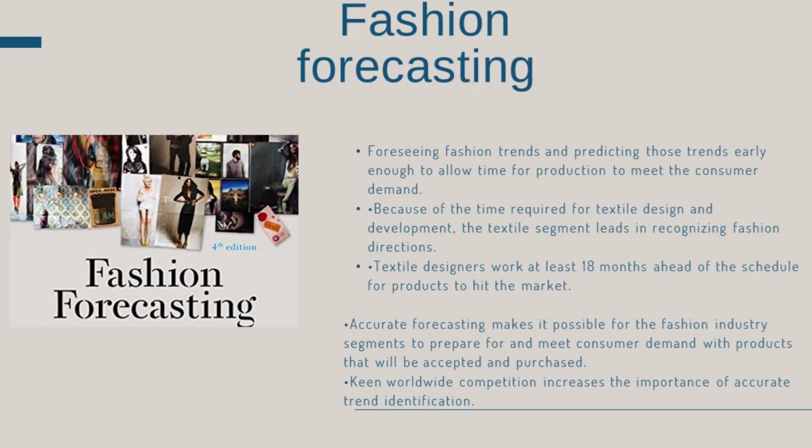Now, because of the time required for textile design and development, the textile segment leads in recognizing the fashion directions. The textile designers have to work at least 1.5 years ahead of schedule for the products to hit the market. Accurate forecasting makes it possible for the fashion industry segments to prepare for and meet the consumer demands with products that will be accepted and purchased. The keen worldwide competition increases the importance of accurate trend identification. So, it is very important for the designers and also for the textile industry to foresee what will be in fashion, so that they can meet the consumer demands.